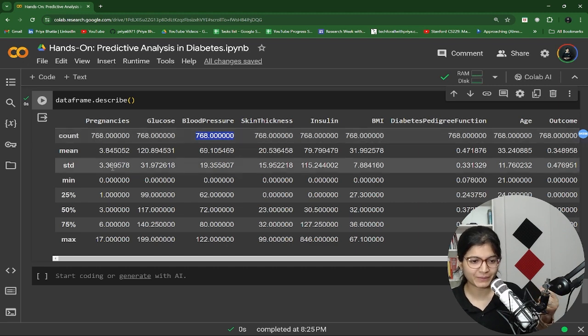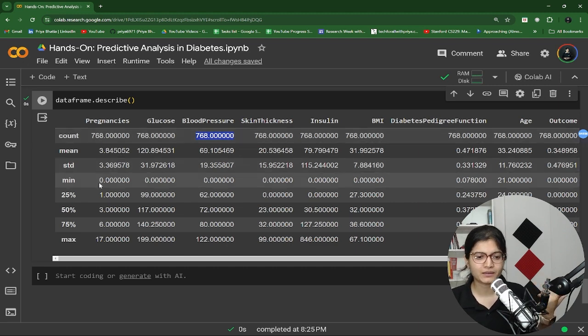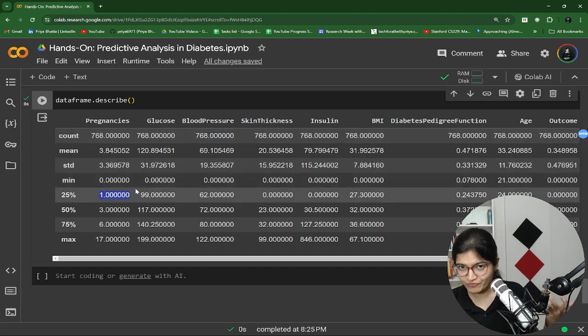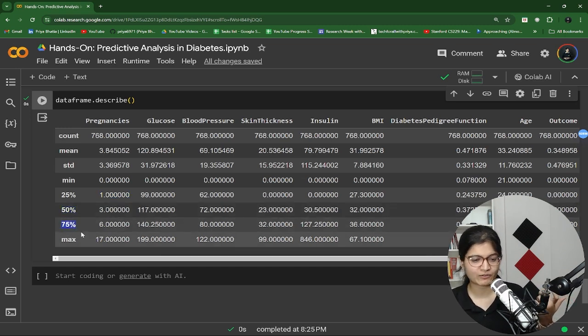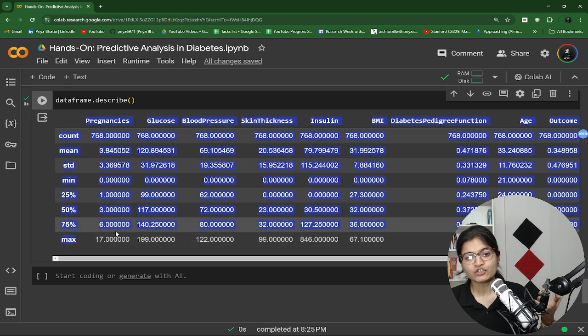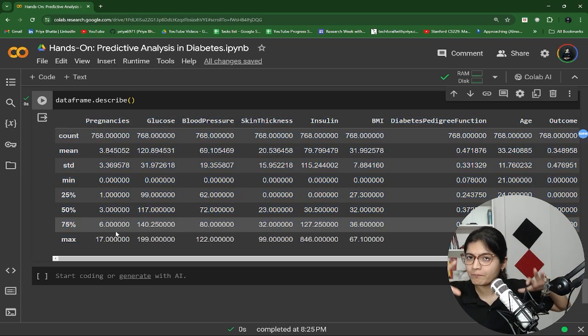Similarly, you can evaluate the mean, the standard deviation, the minimum value, the 25 percentile, the 50 percentile, which is nothing but the median, the 75 percentile, which is Q3, and the maximum value. In this way, we get the complete matrix, which we can analyze very clearly.